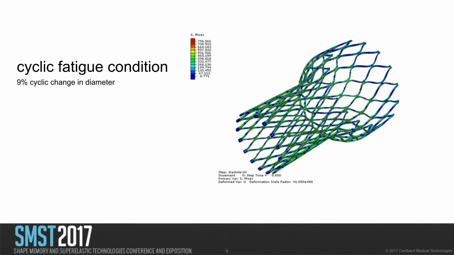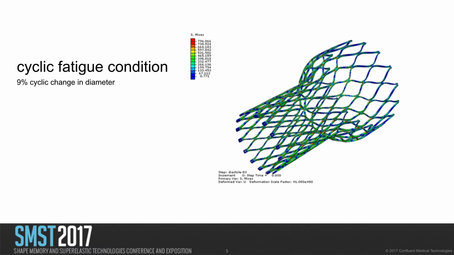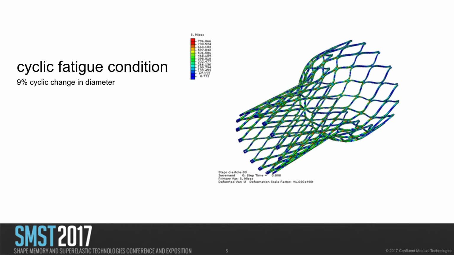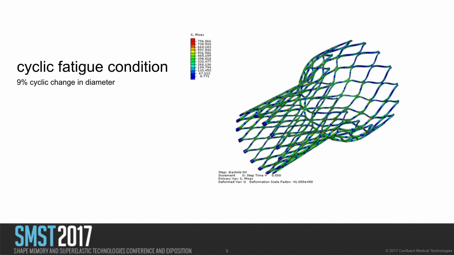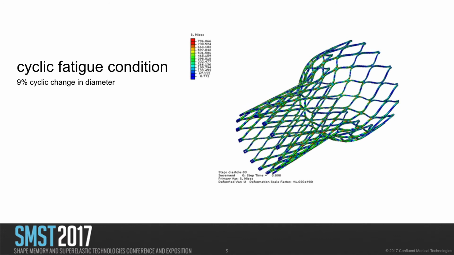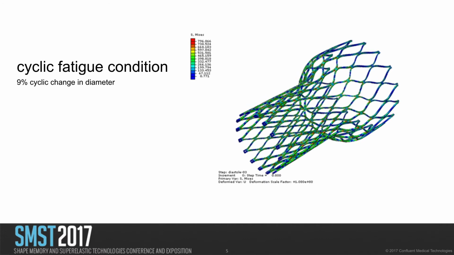So here we can see one of the animations that did not play when I actually gave this talk earlier today. Good for you that you're seeing it here. This basically shows the fatigue condition that we imposed on this generic toy geometry, and it's just a 9% change in diameter that we're imposing, and we do that because it creates results that are kind of interesting.